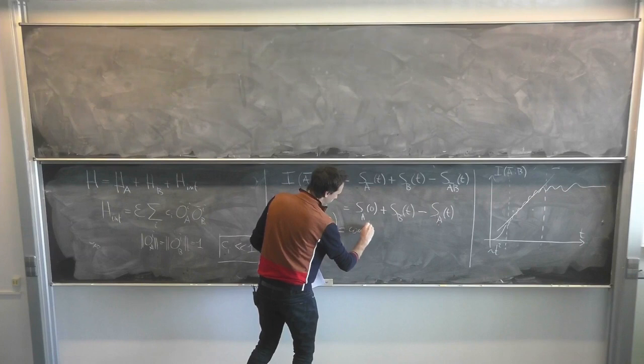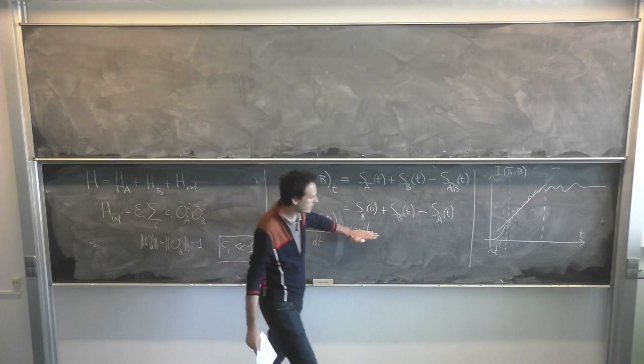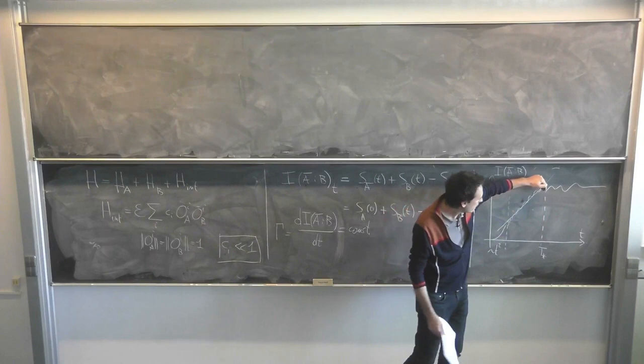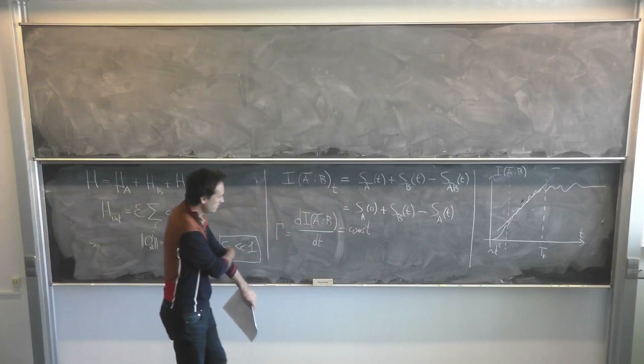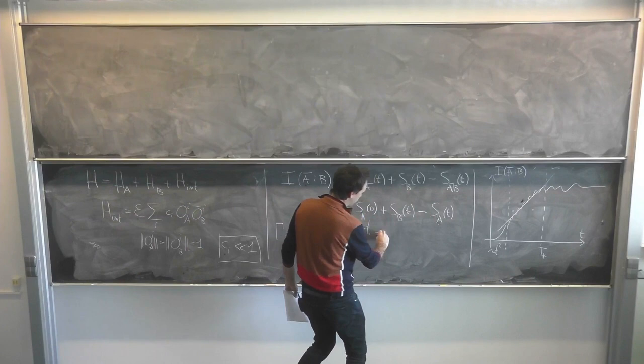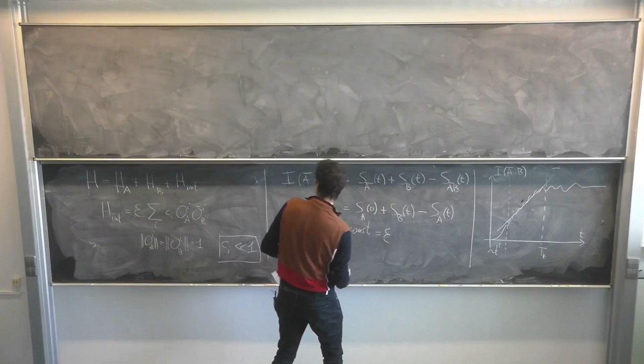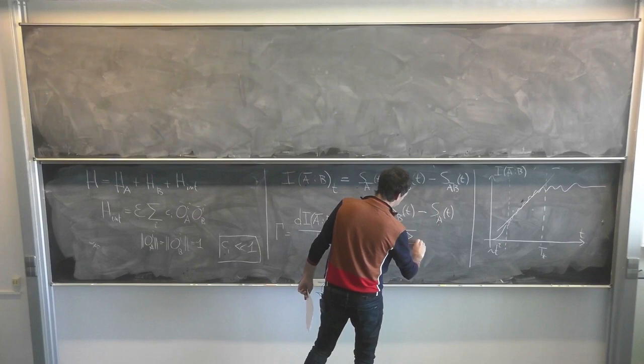I just want to stress this fact. We don't expect this to be always constant. It's constant in some average sense at intermediate times. And then after some time, which I will call t star, somewhere here, the mutual information will essentially saturate. Furthermore, what Steve conjectured is that in this interval of times, this constant rate will be essentially given by the energy scale times some constant k times the sum of the squares of the couplings. So this is the conjecture.